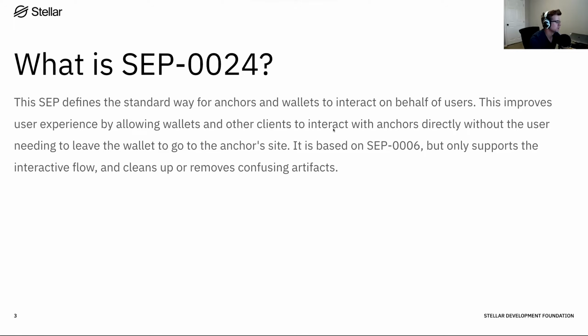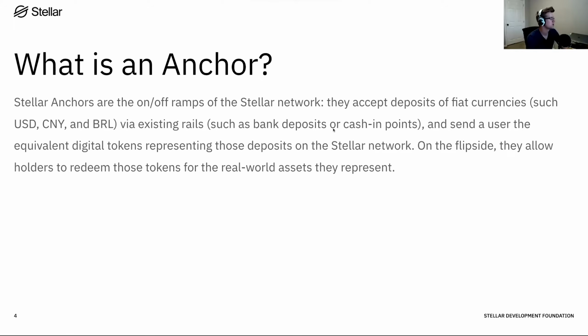It is based on SEP-6, which is kind of the first version of SEP-24, but only supports the interactive flow. So that flow that shows a piece of the Anchor site, but in like an iframe or something. The interactive flow cleans up or removes confusing artifacts. So it's kind of like an upgrade, the second version of SEP-6. This would be the more common SEP that you're going to approach when you're interacting with anchors, which begs the obvious question, what is an anchor?